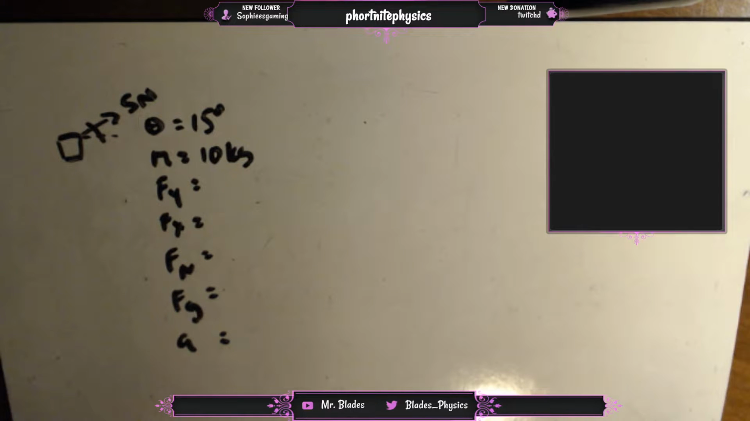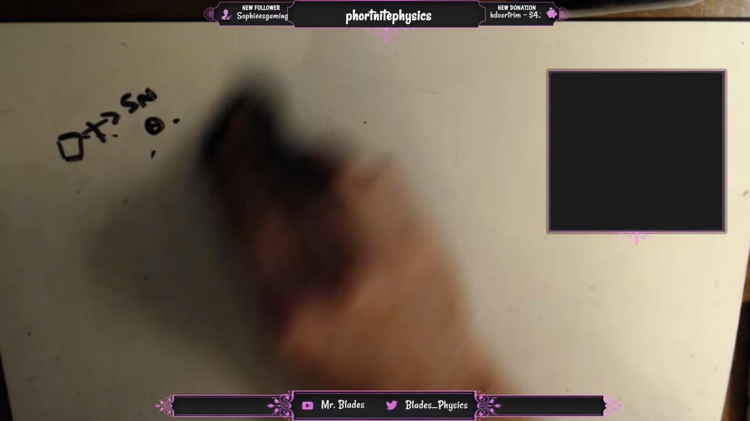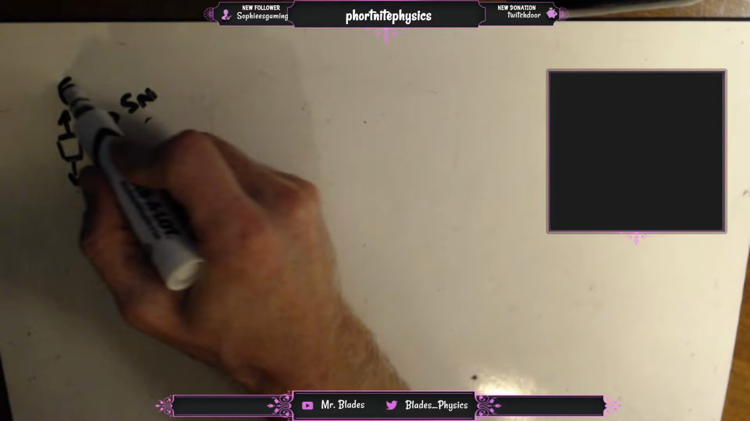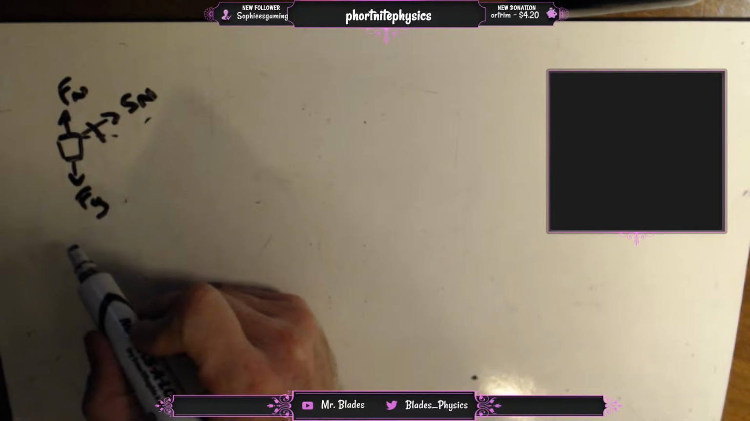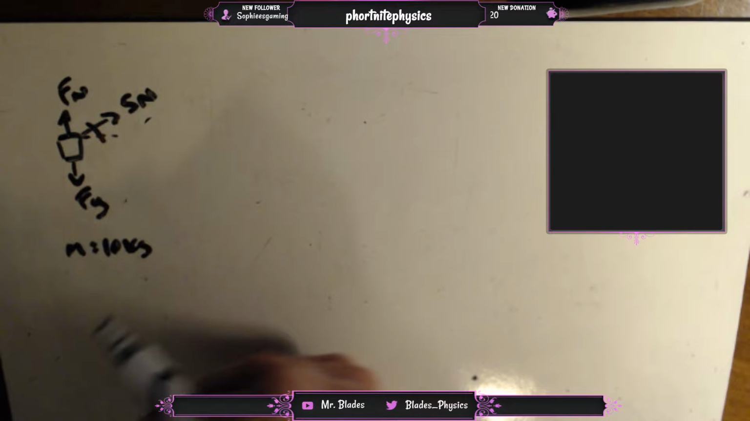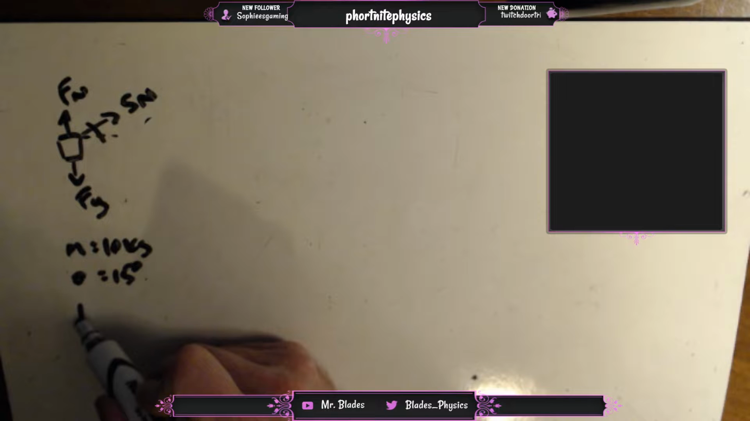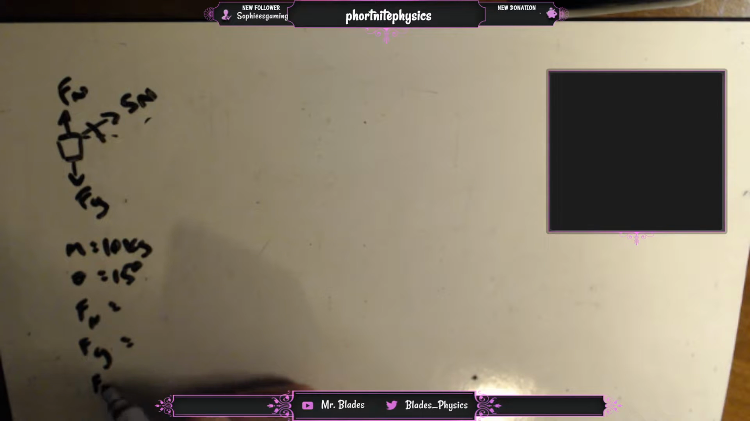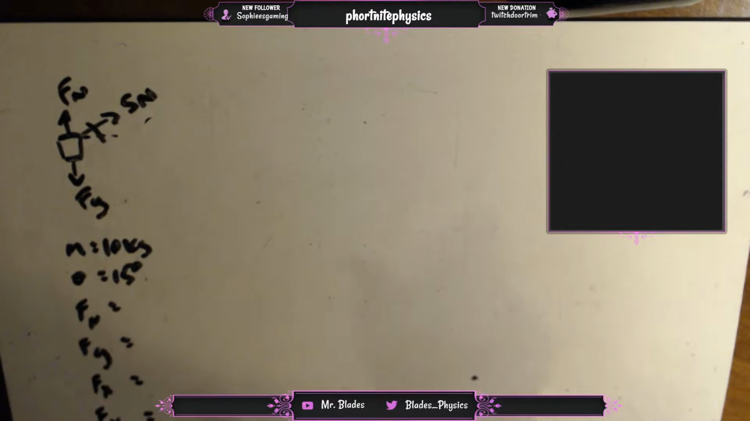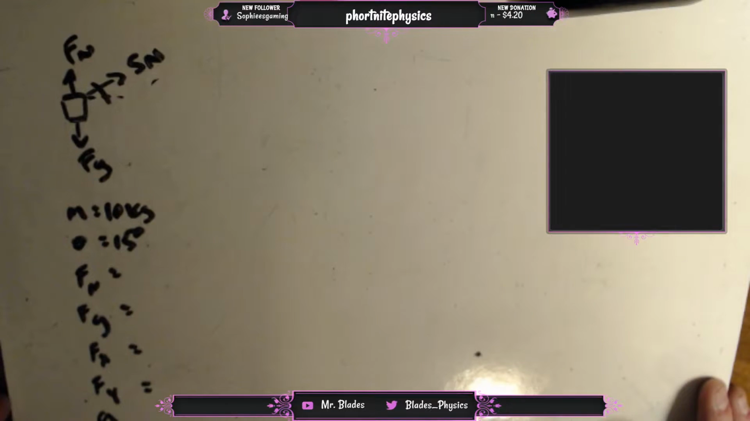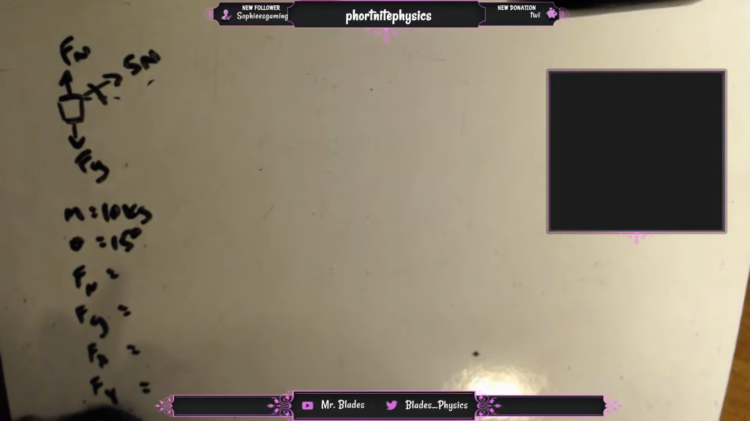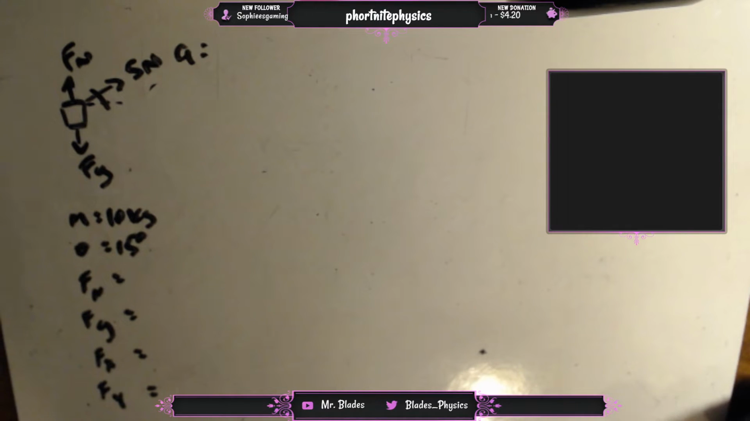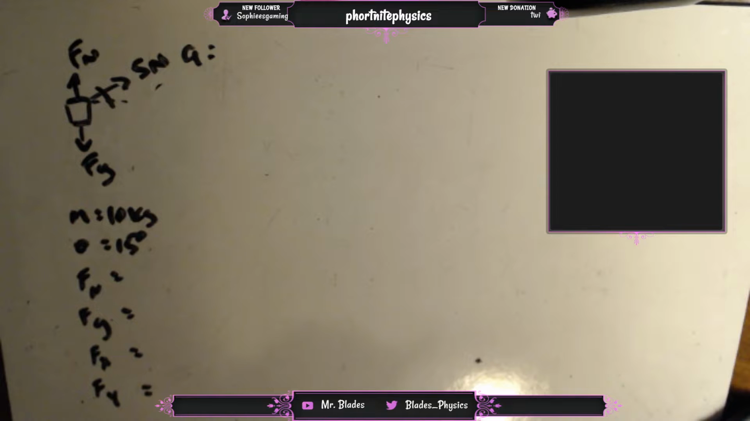And you know what? Let's go ahead and move this over. Okay, so drawing these things in, we're going to have a normal force and a gravity force. Let's say mass is 10 kg, theta is 15 degrees. I want to know Fn, Fg, Fx, Fy, and acceleration. Okay? And if I'm still at 0 at the end of this, we're going to go ahead and stop.